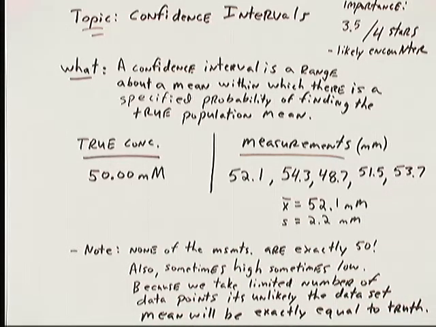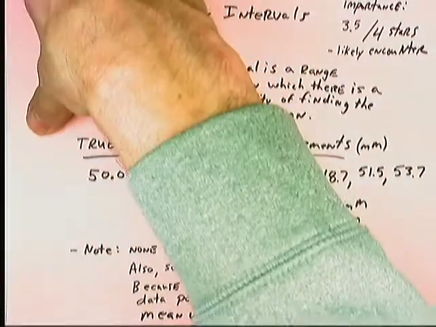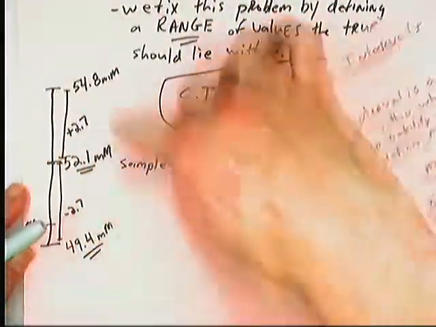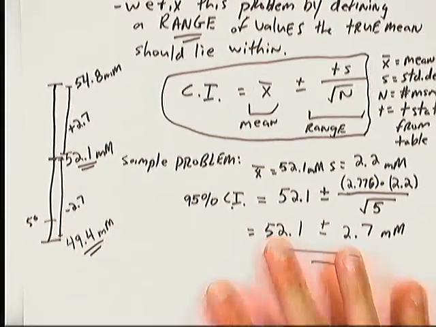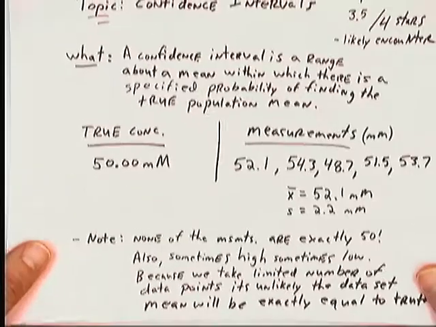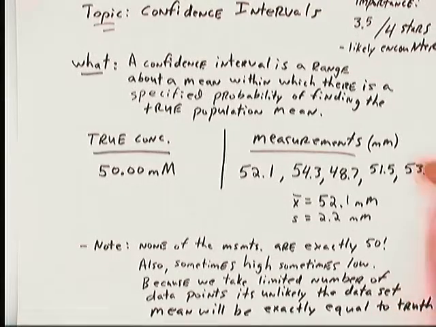So again, the key ideas here are how to calculate the confidence interval. We also want to know what a confidence interval is, what it means in terms of this range business that we talked about. And we also want to understand that when we state a confidence interval, we have a specified probability of finding the true population mean within that range. So we need to understand the difference between the population mean and the measurement data set mean. Okay, that's also an important concept here.